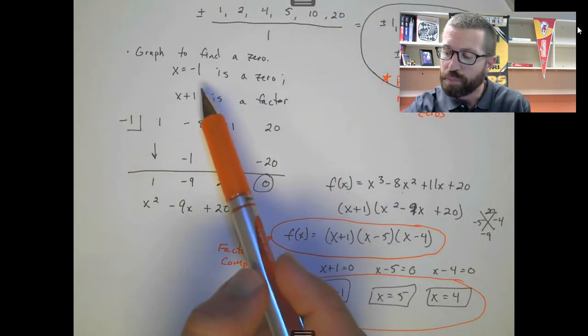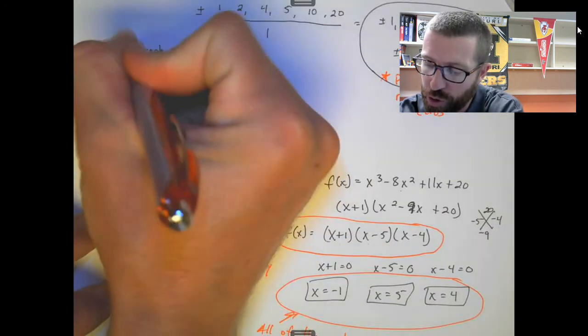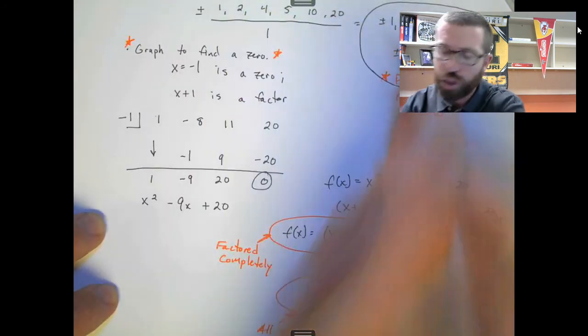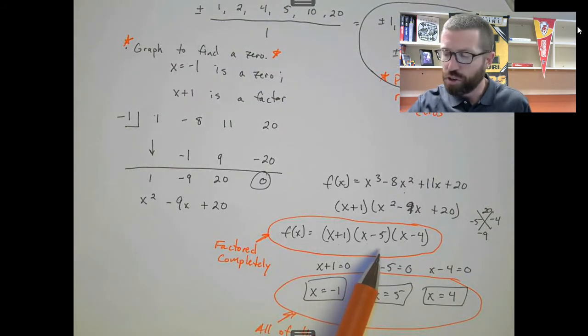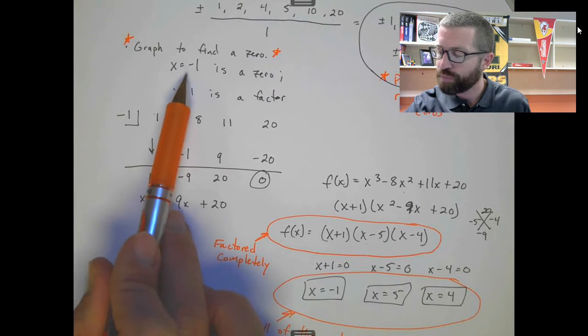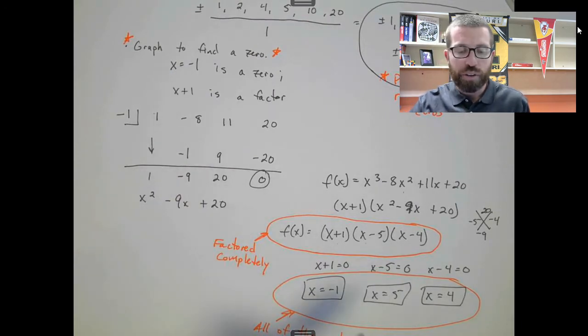Then you look at the graph to find a zero. So remember this step, graph to find a zero. And you really only need one, but if you want to use all of them, you could just jump down to this step and be done, right? You could list them all out right here. Then you can use synthetic division and factoring to find the rest.